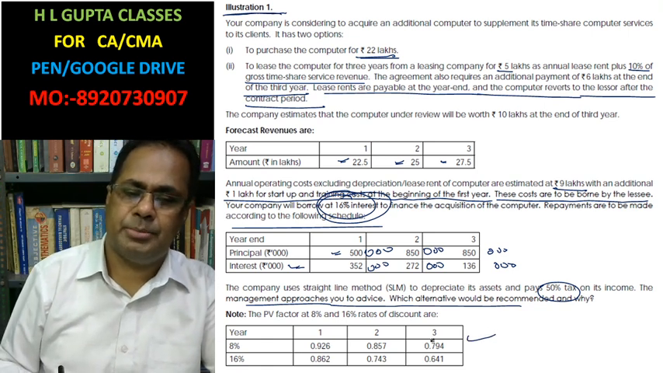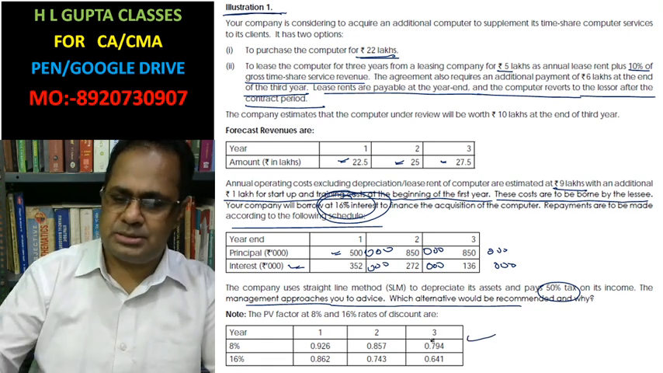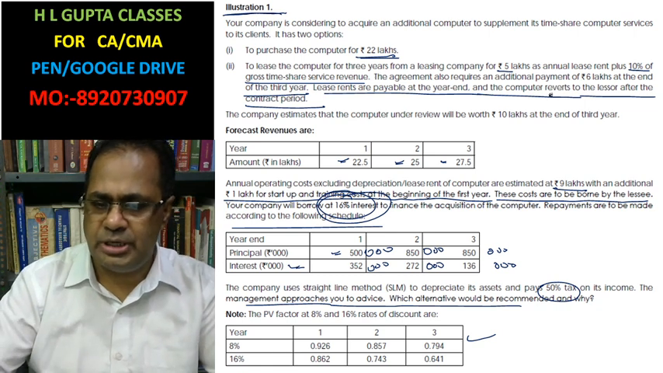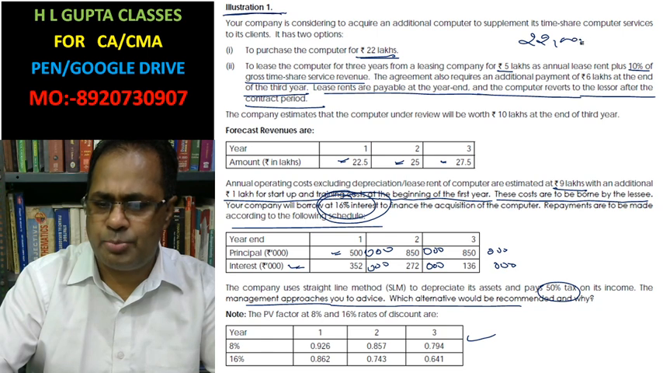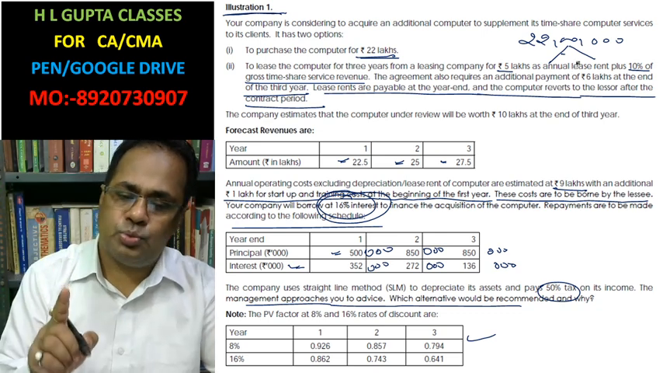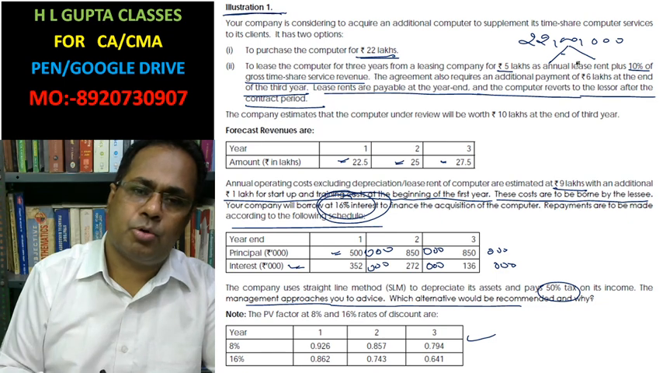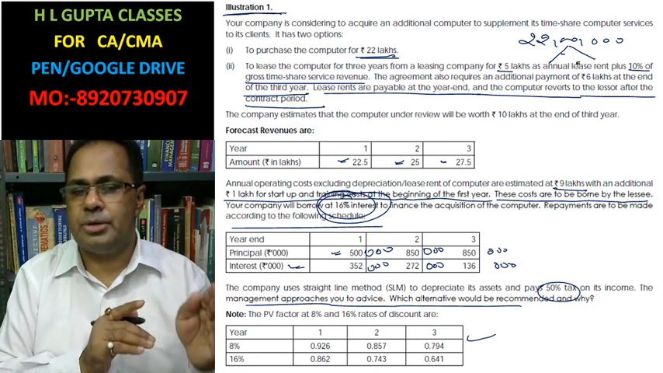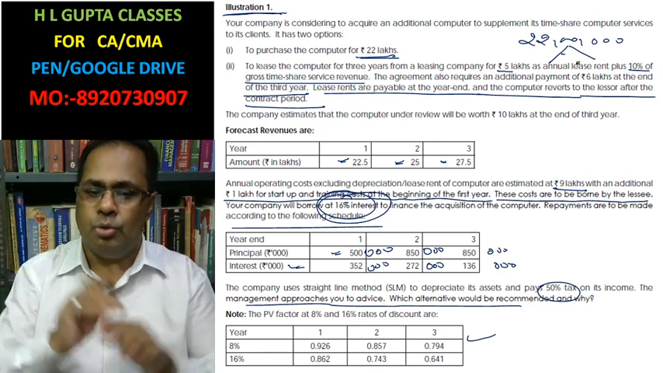The present value factor is given. In this case, the cost of the machine is rupees 22 lakh, and you have two options: one is a lease option, one is a buy option. Which option is better? That you have to decide. In this case, we calculate the present value of cost due to the lease rent and the present value of cost due to the bank borrowing. Which one is lower?